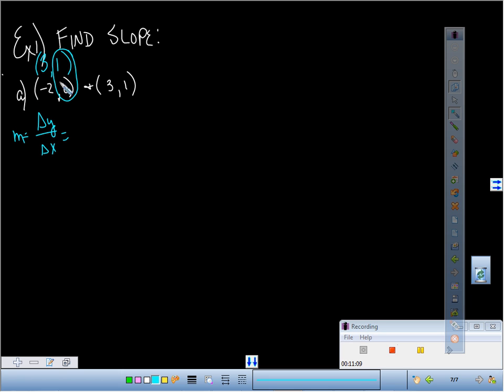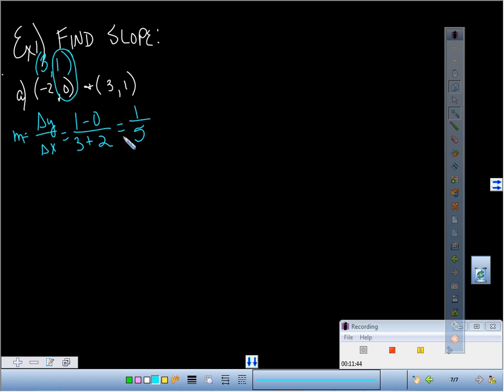Now, if I choose to order 1 minus 0 on the top, then I have to keep the order on the bottom. So what do I have to put down there? It's going to be 3 minus a negative. Minus a negative makes a plus. What's 1 minus 0? And what's 3 plus 2? 5. So this is the slope of the line, 1/5.